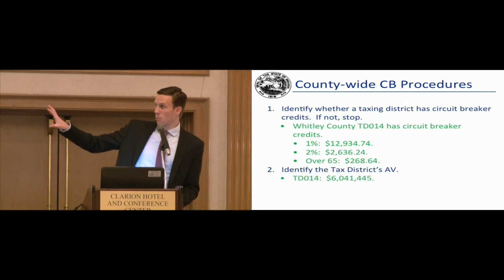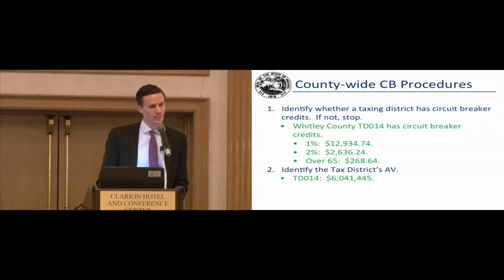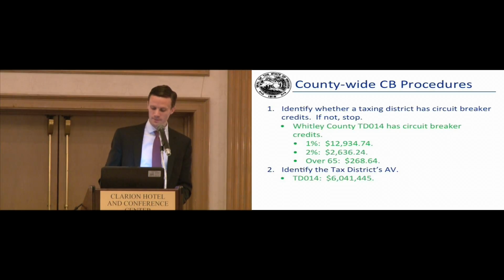The next step is identifying what the taxing district assessed value is. If you have the abstract, it's handy. It's just one of the columns on there. The assessed value for this particular taxing district is pretty small. It's a $6 million taxing district.